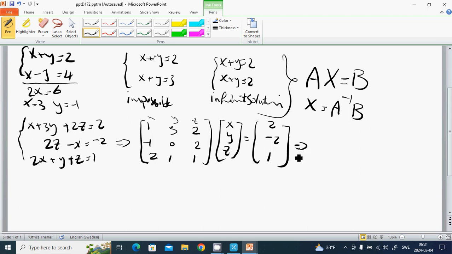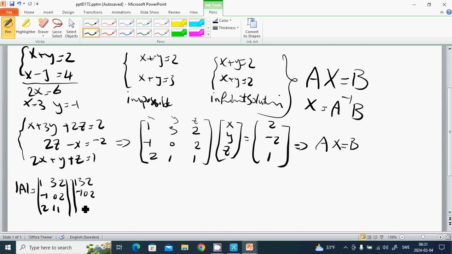Then AX equals B, where A equals 1, 3, 2, minus 1, 0, 2, 2, 1, 1. We compute the determinant of 1, 3, 2, minus 1, 0, 2, 2, 1, 1.